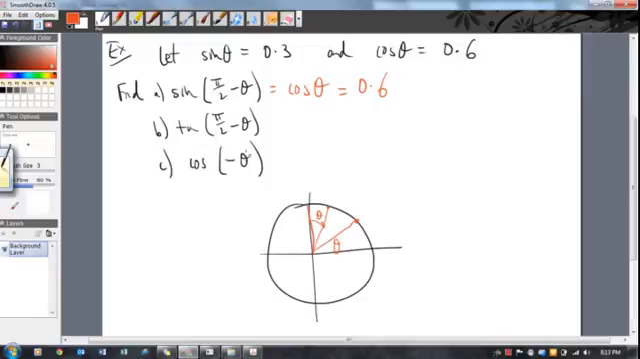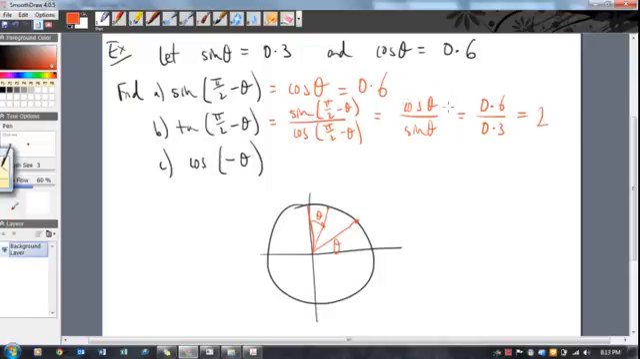Let's do part B, tan of pi on 2 minus theta. Remember tan is equal to sine over cos, so I've got sine of pi on 2 minus theta over cos of pi on 2 minus theta. Same angle, top and bottom. Sine of pi on 2 minus theta is cos theta, and cos of pi on 2 minus theta is sine theta. So that's cos theta, 0.6, over sine theta, 0.3. That's nice, that's 2. So that's what tan is equal to there.